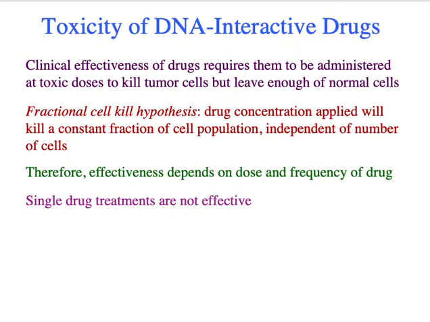So the idea is that we're killing a fraction of cells, but we're going to kill a fraction of healthy cells too, which is why you lose things like your hair, right? The cells that produce your hair are rapidly dividing cells, so they're also going to get preferentially killed by chemotherapeutic drugs. So that's why people lose their hair. And we'll talk more about this as we go on.